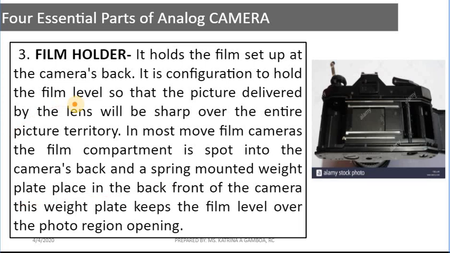And the next essential part of the analog camera is the film holder. Ito yan, kung lalagyan na ng ating mga film. So, it holds the film setup at the camera's back. It is configuration to hold the film level so that the picture delivered by the lens will be sharp over the entire picture territory. In most move film cameras, the film compartment is put into the camera's back and a spring-mounted weight plate placed in the back front of the camera. This weight plate keeps the film level all over the photo region opening. So, ito yung film holder natin. This is where we can put the film for the analog camera.